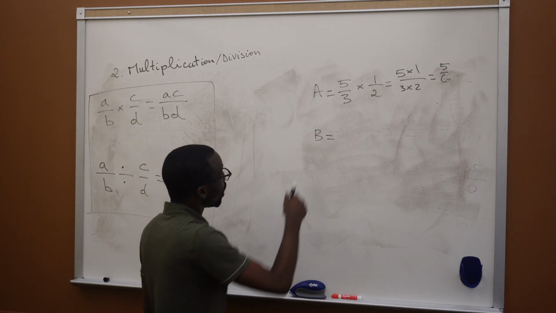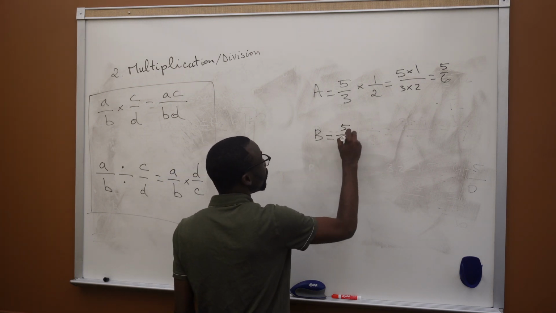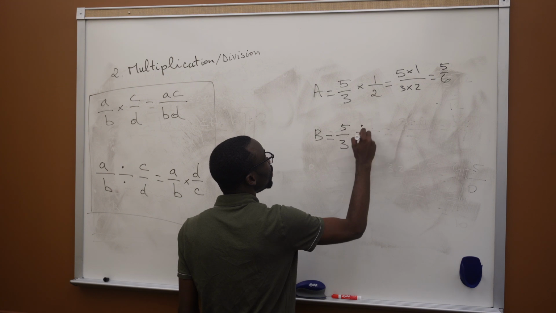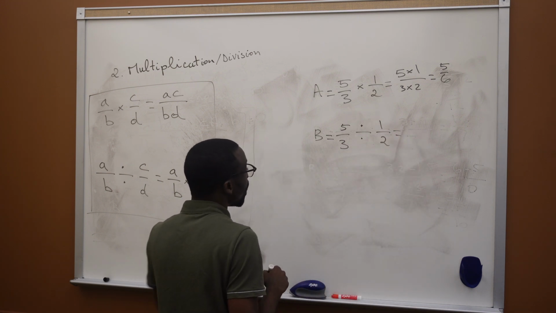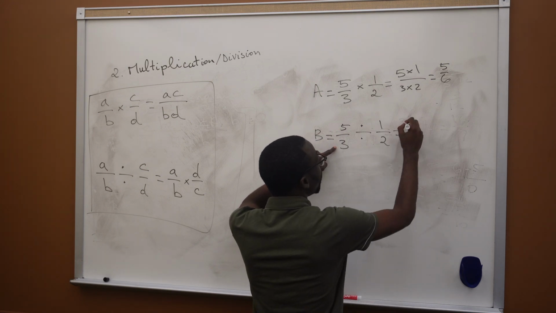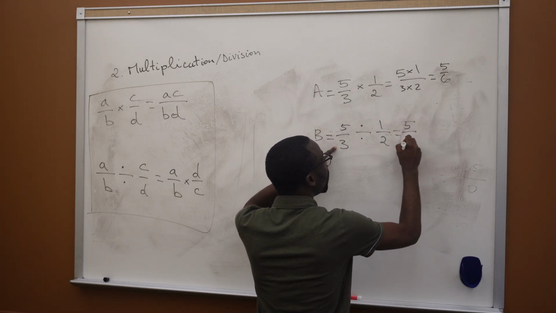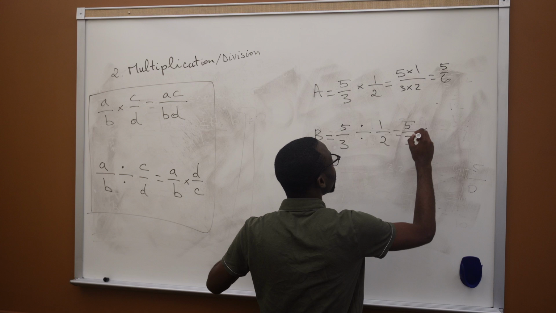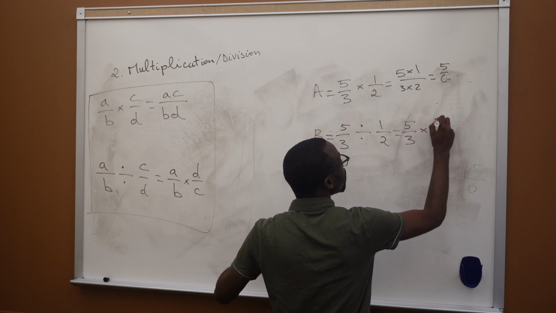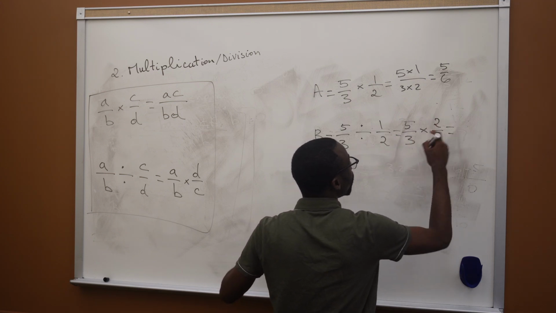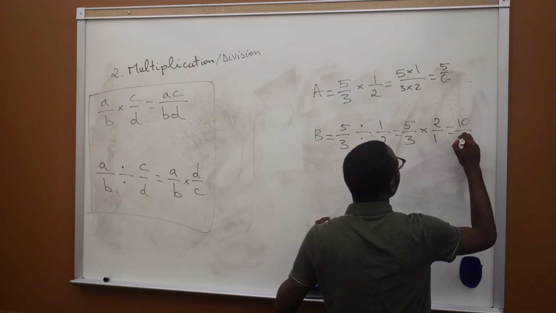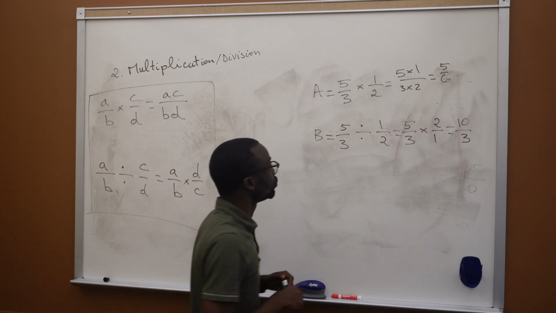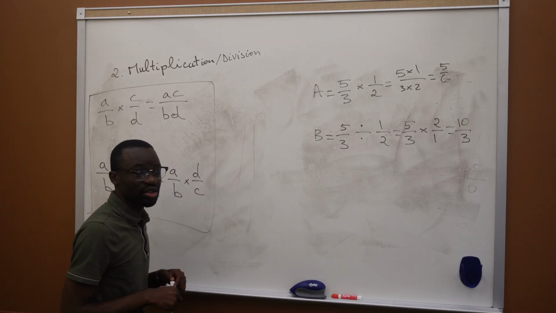How about B? Let's say I want to divide this same fraction. 5 over 3 divided by 1 over 2. I keep the first one, like we said, 5 over 3, and I multiply by the inverse of the second one, which is 2 over 1, which becomes 5 times 2 is 10 over 3 times 1 is 3. And this is how we divide fractions.